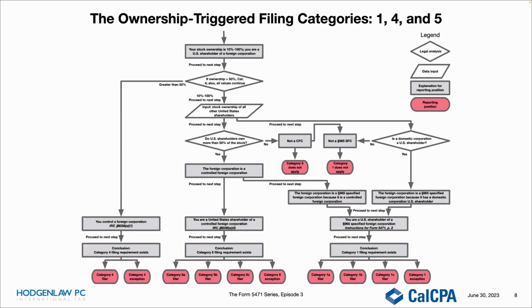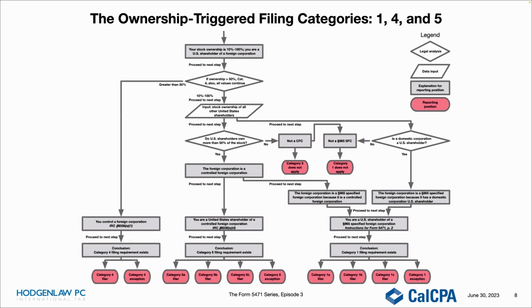It exists, and you're going to solve that category 4 filing requirement either by filing as a category 4 filer or by finding and applying a filing exception, which means you don't have to do the work. So that's how the flow goes through.